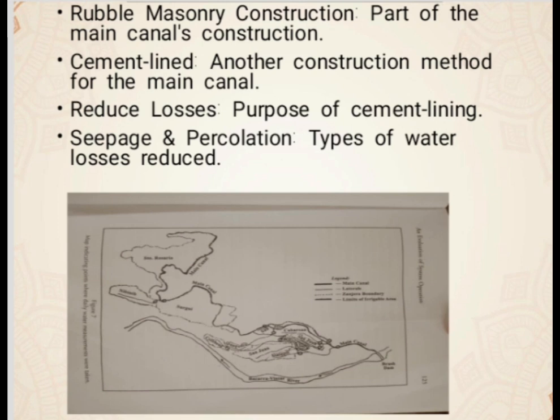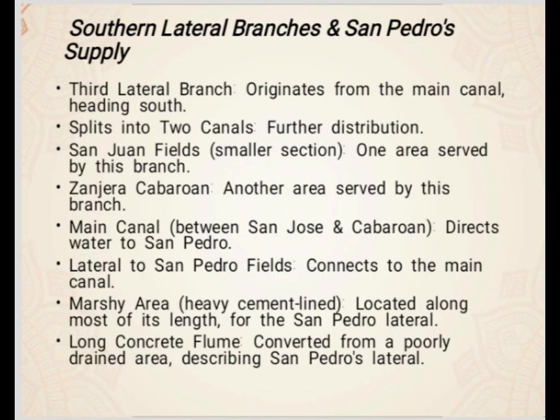So, the southern lateral branches and San Pedro supply. The third lateral branch originates from the main canal, heading south, and splits into two canals for distribution. San Juan Field, a smaller section, is one area served by this branch. Zanzara Cabaroan is another area served by this branch. The main canal between San Jose and Cabaroan directs water to San Pedro.